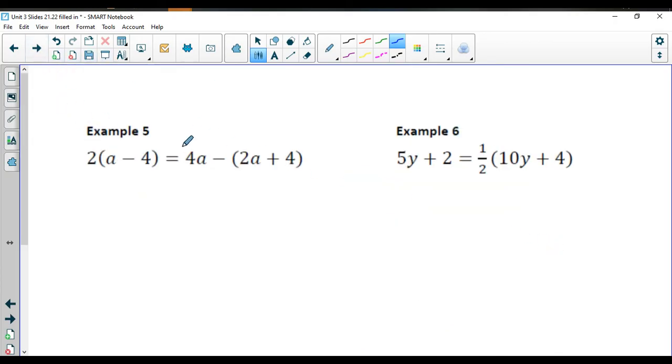Take a look at example number 5. Over here, you do have to distribute, but you're really just distributing a negative, so be careful about that. See what happens here, and if it's a one solution, type in your answer. If it's infinite or no solution, you want to type that in for your answer.